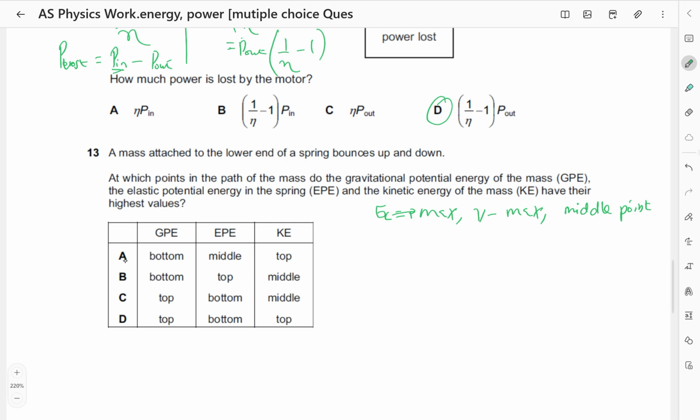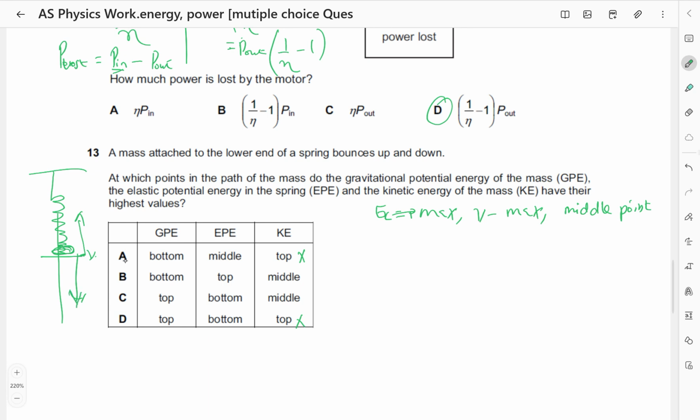Let's check kinetic energy. So we eliminate A and D, because if this is the equilibrium position, there is a mass which has been attached on a spring, so it will go downwards and can also move upwards. So at equilibrium, it passes here with the maximum velocity. So it means kinetic energy is maximum at the midpoint.